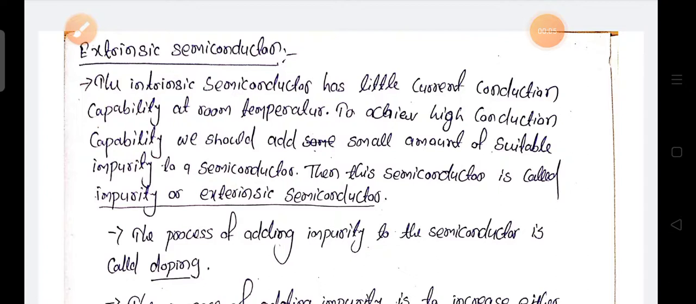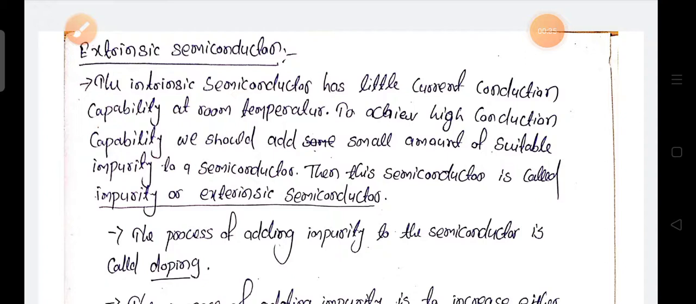In today's class, we'll discuss extrinsic semiconductor. In previous classes, we already discussed intrinsic semiconductor. What is intrinsic semiconductor? The pure form of the semiconductor is called intrinsic semiconductor. There are no impurities in the semiconductor. That type of semiconductor is called intrinsic semiconductor.